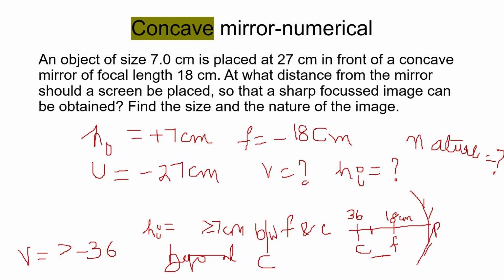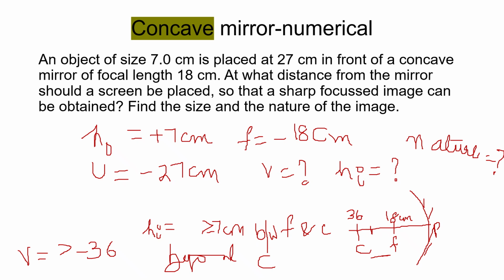So first of all, how to make out which case this is, whether you will get plus, minus, enlarged, or diminished image. You see that the focal length is 18 centimeters. And what is the double of it? It is the center of curvature, so that is 36 centimeters. And where is the object kept? At 27 centimeters. Therefore, you can realize that this is a case of the object kept between F and C.